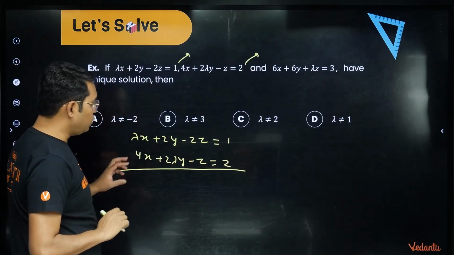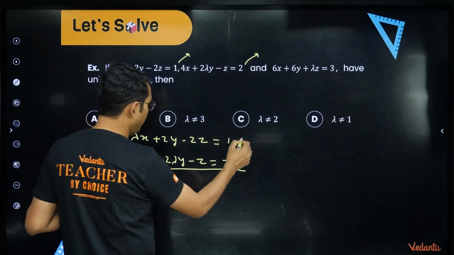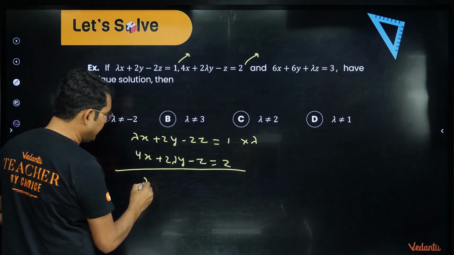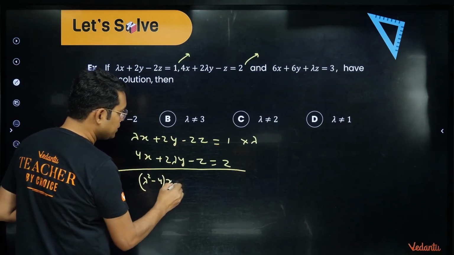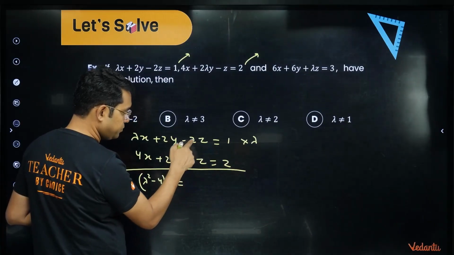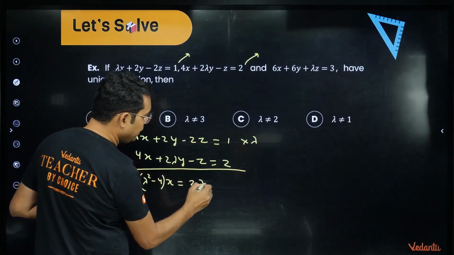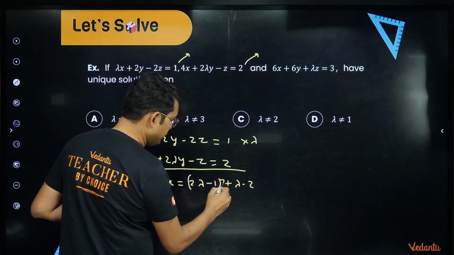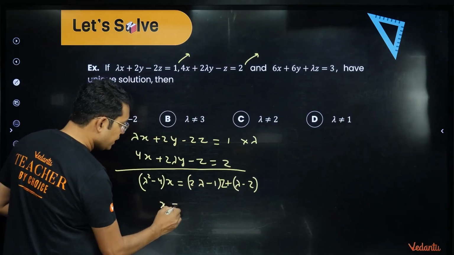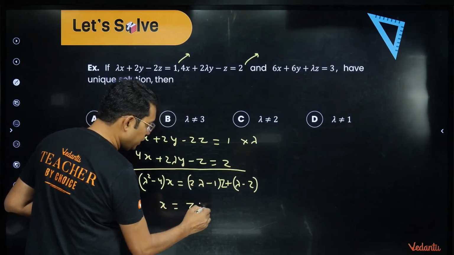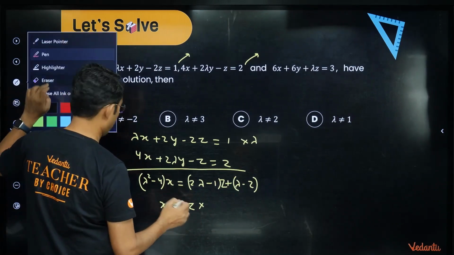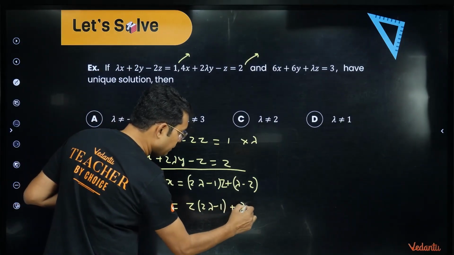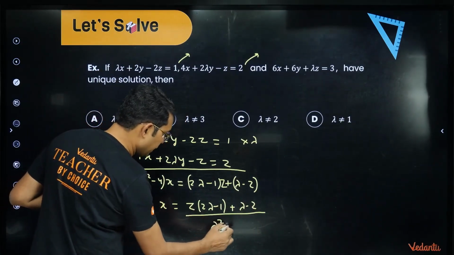Now if I want to know the value of x in terms of z, I will multiply this by lambda. So when you subtract, the y term will cancel and we will get lambda square minus 4 into x, and that will be equal to, for the z term, 2 lambda minus 1 on the other side, and plus lambda minus 2. This will be with z also. So we got x in terms of z. I will write z into 2 lambda minus 1 plus lambda minus 2, whole divided by lambda square minus 4.